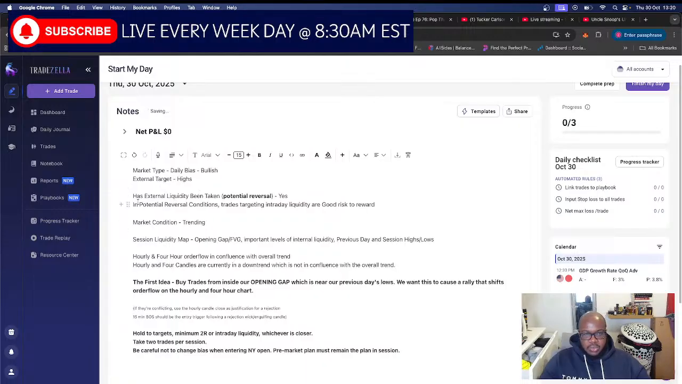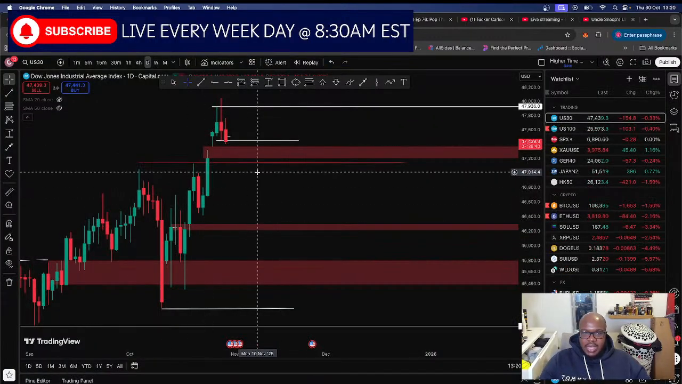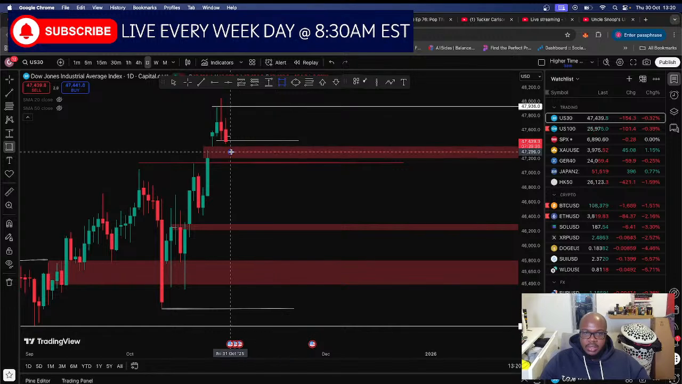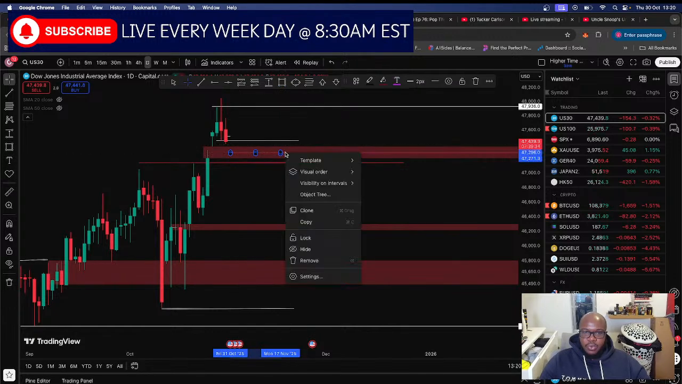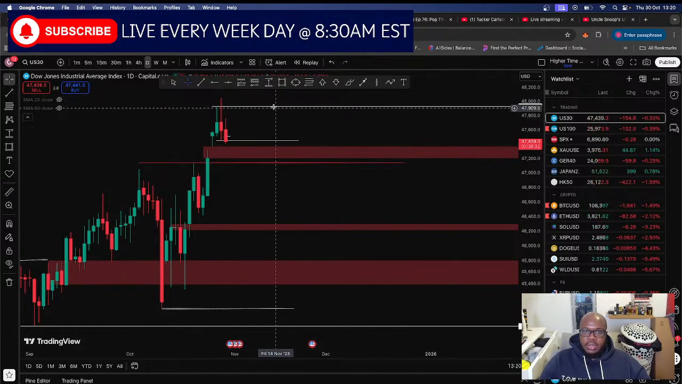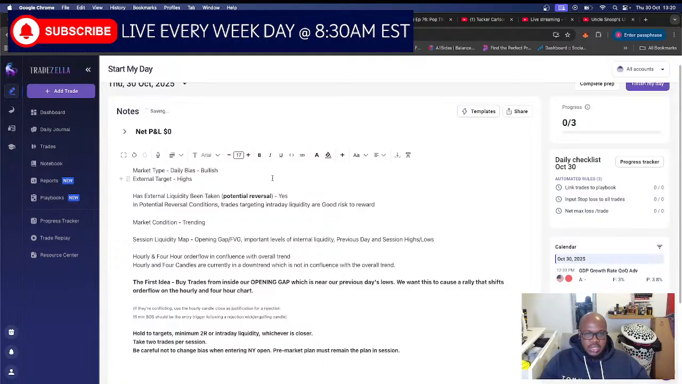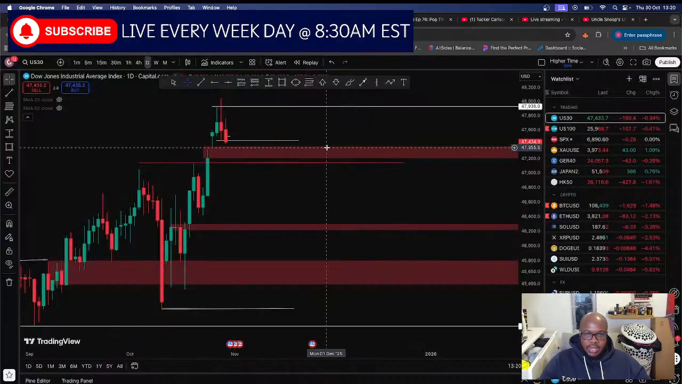Although there is potential for reversal, we have to wait for that to actually play out. We have to wait for this area right here to be breached before we can begin to shift our bias to the downside. So that's why we're going to be very cautious in approaching the session today. We want to see a clear signal that price is going to rally higher, and we want to see that take place inside of our opening gap.